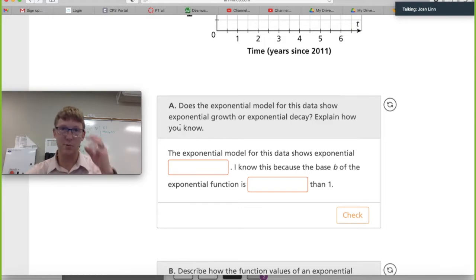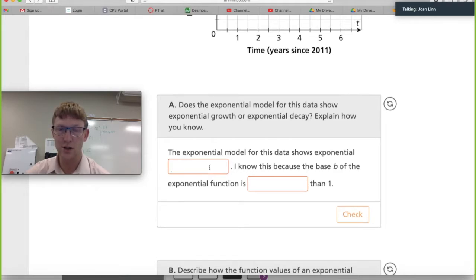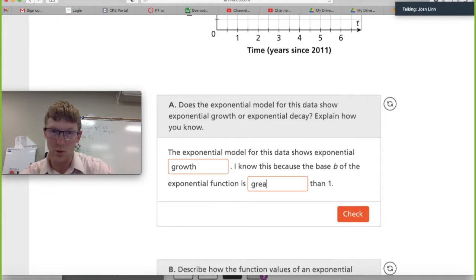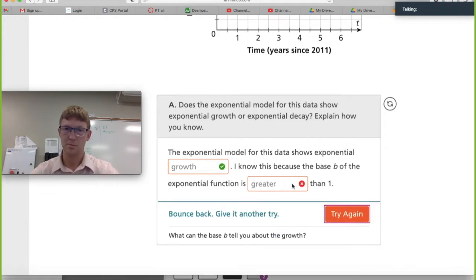So does the exponential model for this data show exponential growth or decay? Explain how you know. It shows exponential growth. I know this because b of the exponential function is greater than 1.